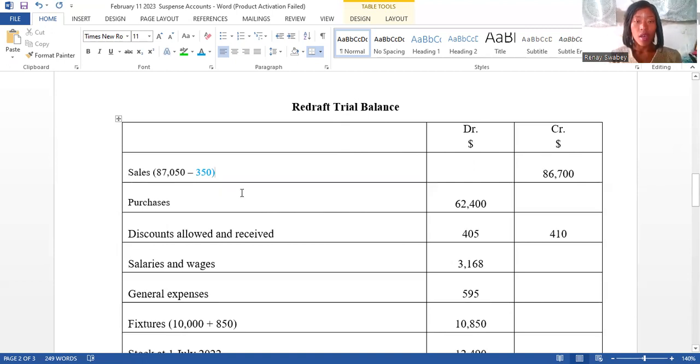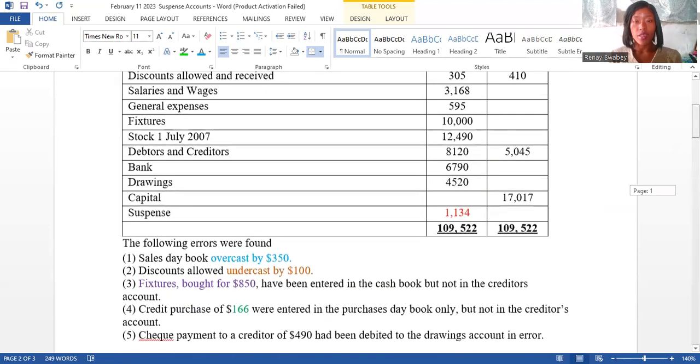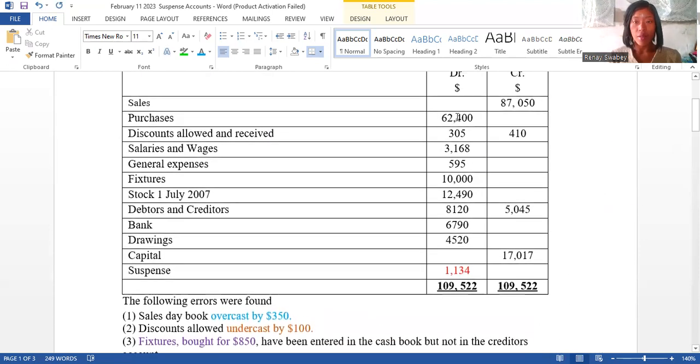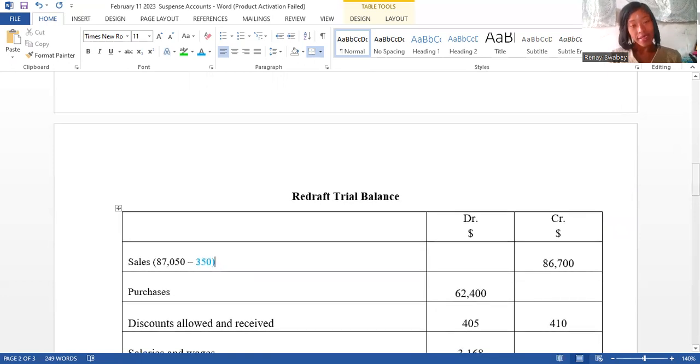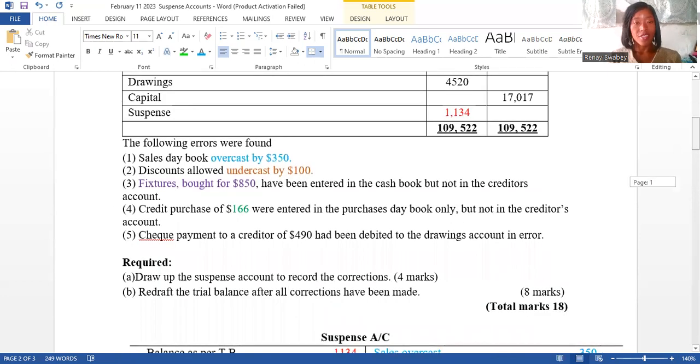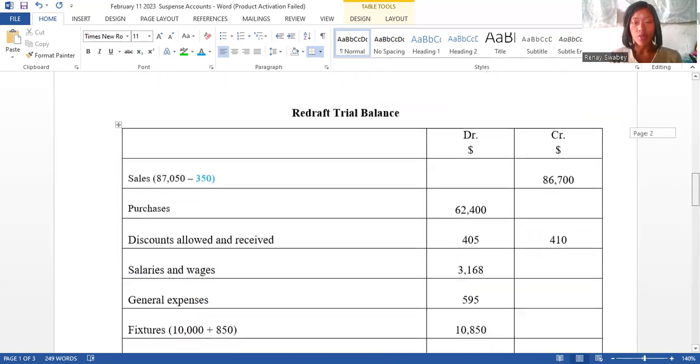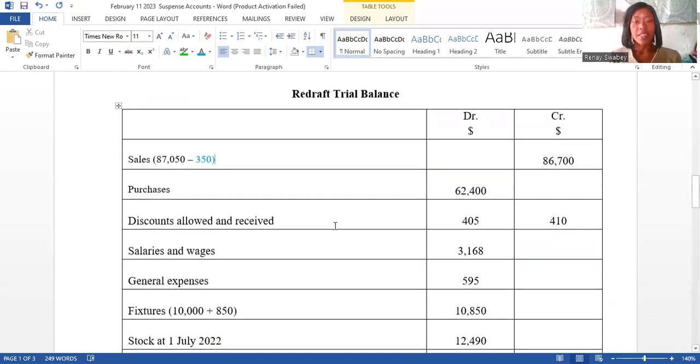Now, moving on, our purchases figure is $62,400. When we look in the incorrect trial balance, it's the same. Why didn't we make any adjustments to it before we put it back in the correct trial balance? Well, in our additional information section, which is this, there are no adjustments to be made to the purchases. So we simply put back the $62,400. We know that discounts allowed and discounts received are debited and credited respectively.